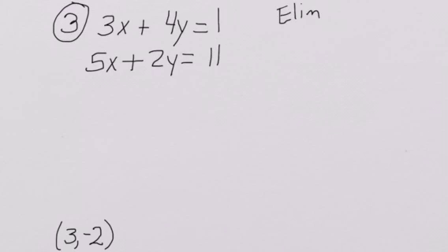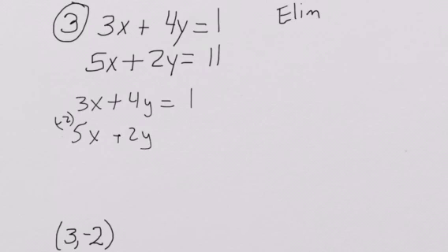Now we're going to do elimination. So what we're going to do to solve this system is look for zero pairs. I don't see zero pairs, so I'm going to make a zero pair. I'm going to make the zero pair by multiplying the second equation by negative 2. So 5x by negative 2, 2y by negative 2, and 11 by negative 2.